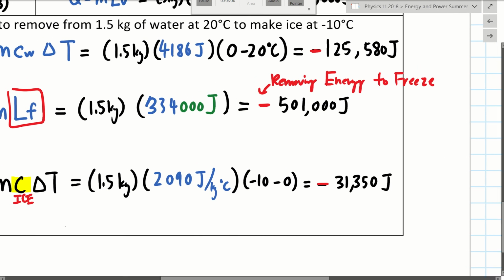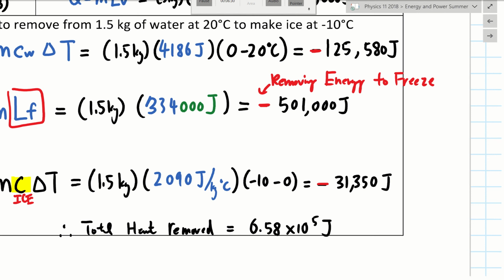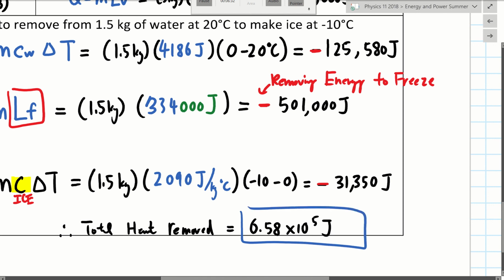So total heat energy removed. Total heat removed is about 6.58 times 10 to the 5 joules. So about 658,000 joules of energy in total.